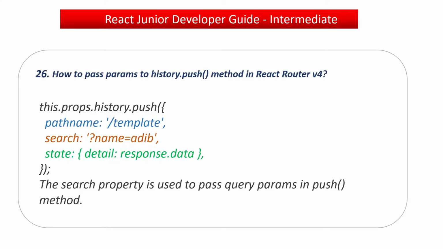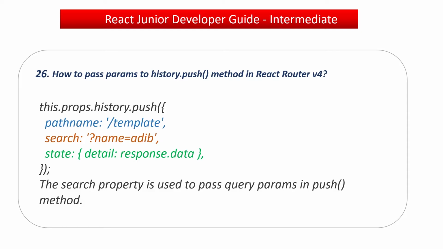And we are going back to question number 26, because we need to import and work with this functionality. So how to pass params to the history.push method in React Router? So this is also very important. How can you do that?